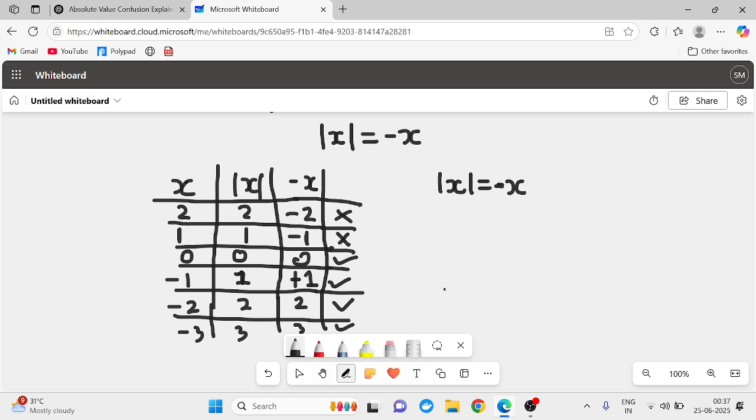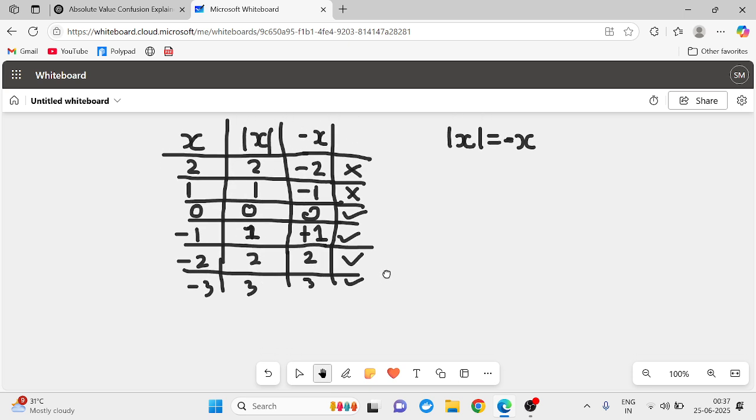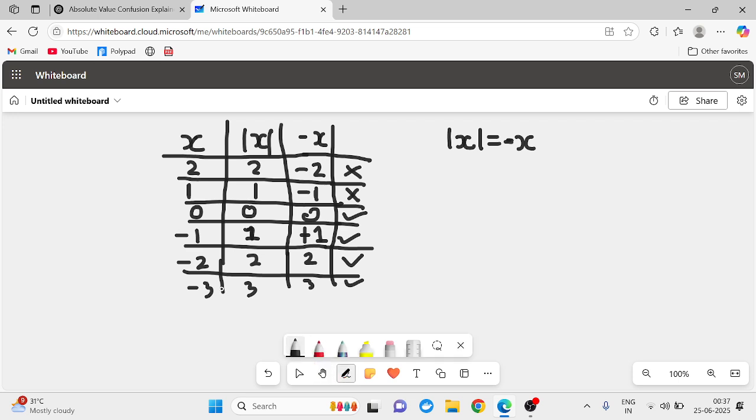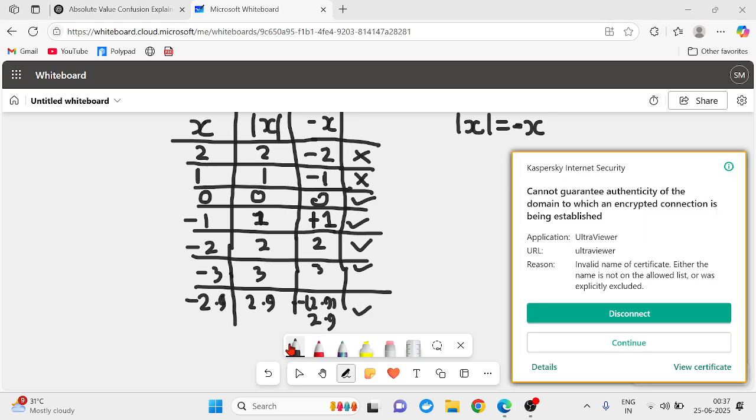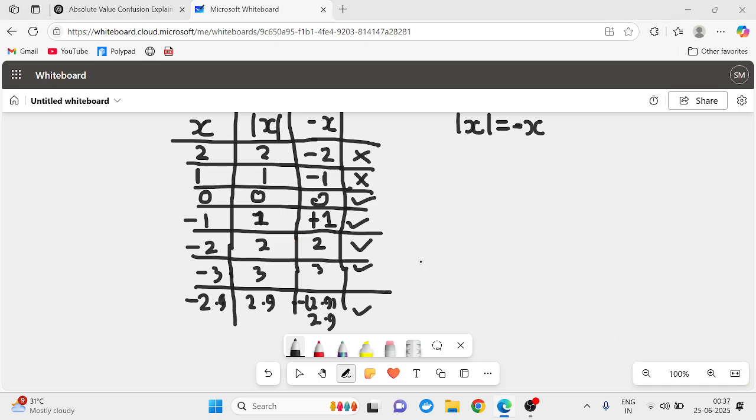Let's take some fractional values. Say if I take minus 2.9, the absolute value will be 2.9, and the negative of negative 2.9 will surely be positive, 2.9. It works out. So it's true. For negative fraction values also it is true.